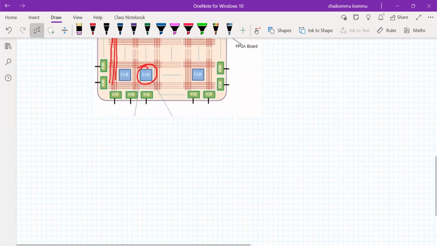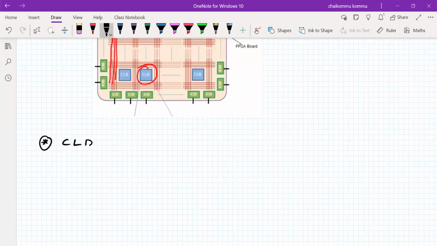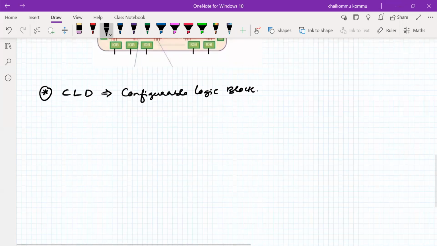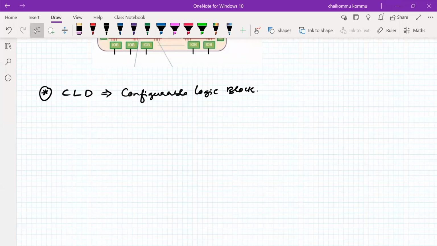So the first one is CLB, which stands for configurable logic block. This is the fundamental block that is used to realize a functionality. This is the fundamental block which is used to implement the functionality. So what is the logic diagram that is there in this particular configurable logic block?